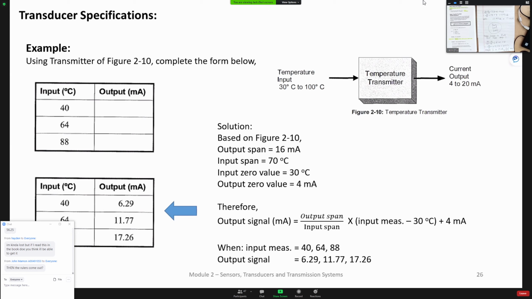Hey, Jack. Yes. Because I was just looking at the book like 2-15 and then 2-16 to get that stuff, but that equation is just transmitter output equals output span over input span, then your input measurement subtract input 0 value.